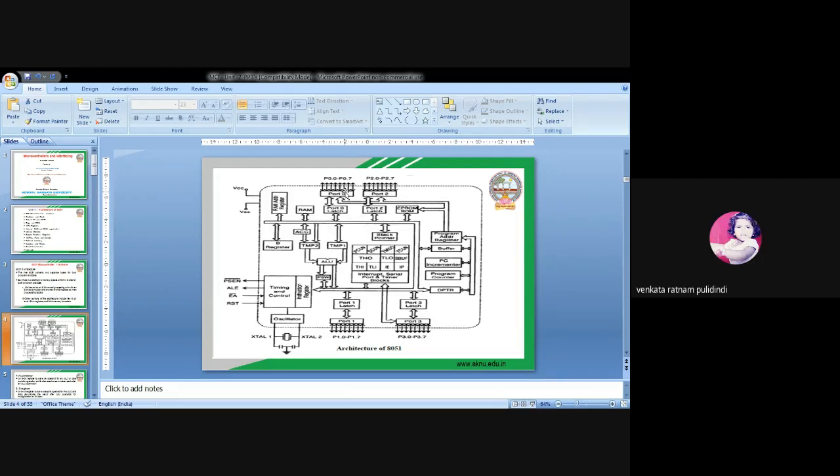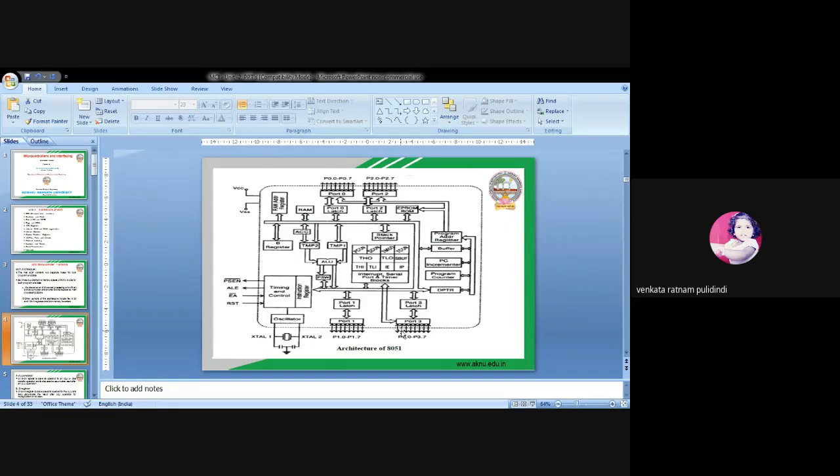So here the 8051 microcontroller has four IO ports. Here at the top is port 0. Port 0 indicates P0.0 to P0.7. That means P0 is nothing but port 0, an 8-bit port. And here we have another port, that is port 2, P2.0 to P2.7, also an 8-bit port. And at the bottom we have another two ports here, port 1 and port 3.